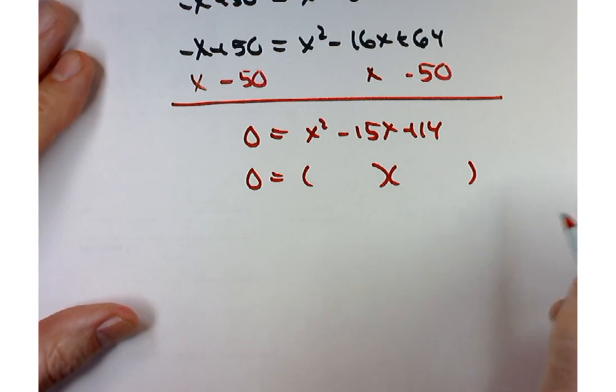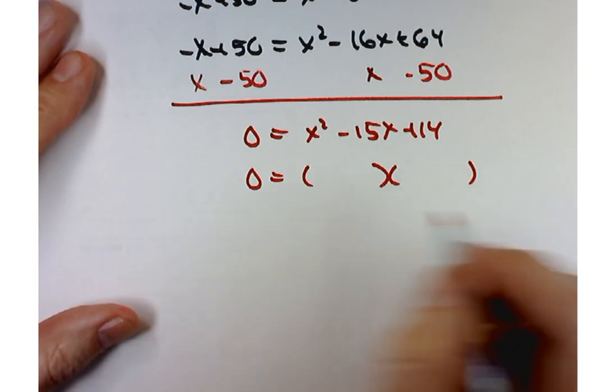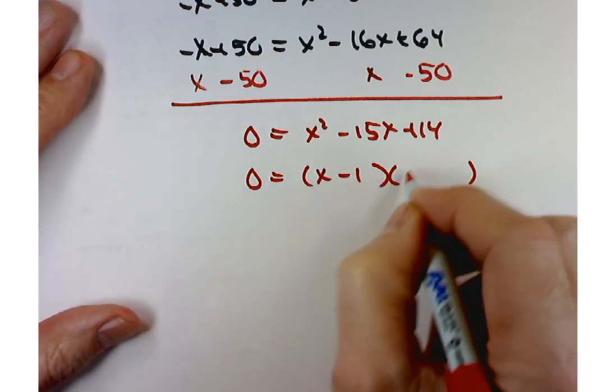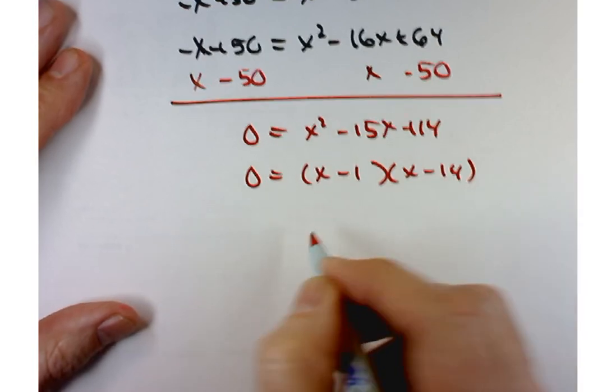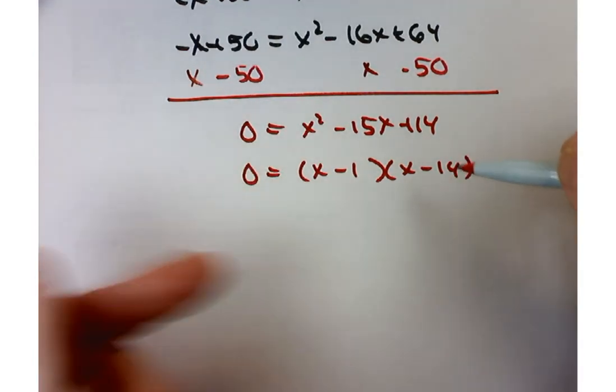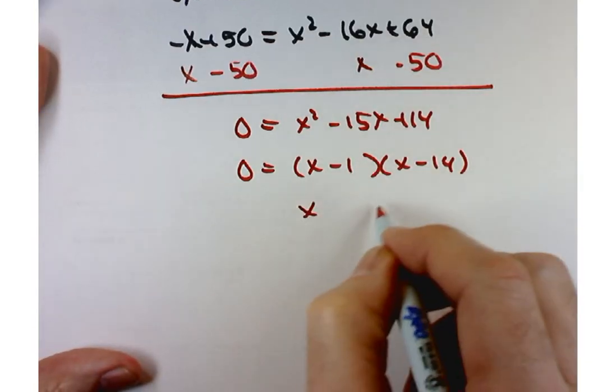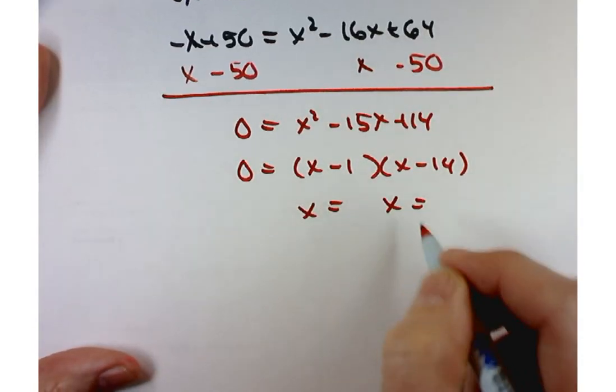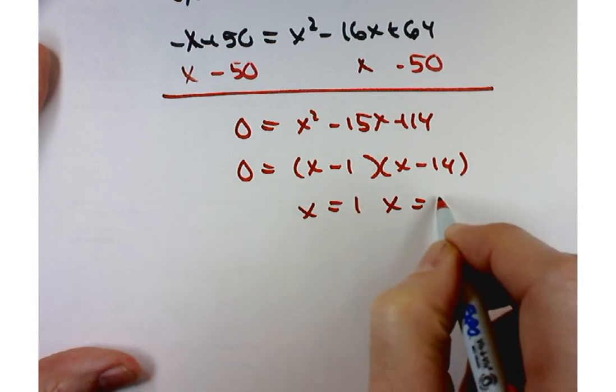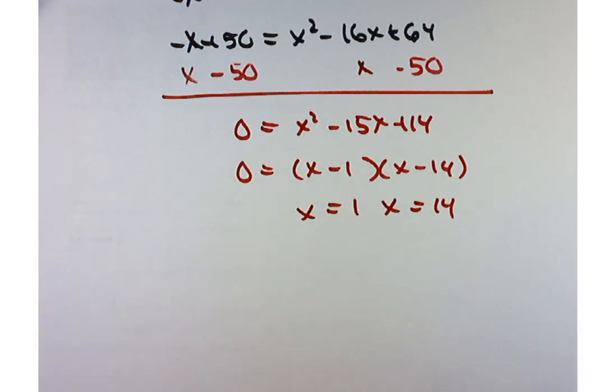Who figured out how that factored? Mine. x minus 1 and x minus 14. Nice. And hopefully you're getting kind of used to this, that if you change the signs, you can get our two solutions. So what are our two solutions? x equals 1, x equals 14. Perfect, yeah, 1 and 14.